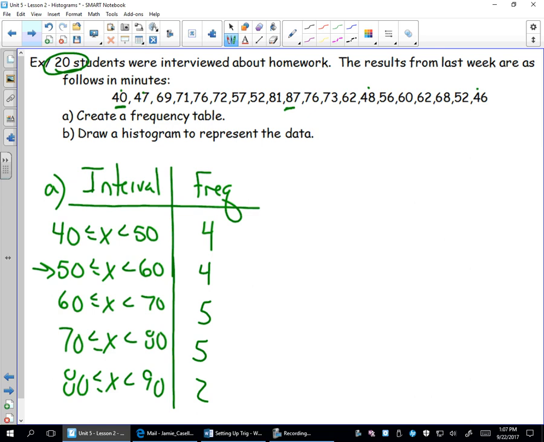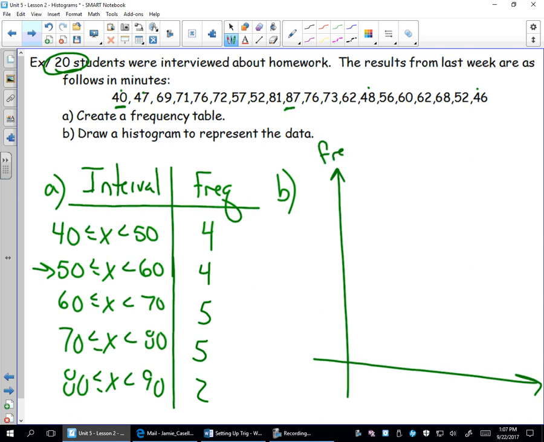So there's my frequency table. My histogram, okay, I can go on the side here. This is always my frequency, how often something happens. And my biggest number is 5, so I can go by ones: 1, 2, 3, 4, 5. My lowest interval started at 40, so I'm going to start my graph at 40. You don't have to start at 0. And these bars should all be the same size. So 50, I'm going to measure these. 60, 70, 80, 90.